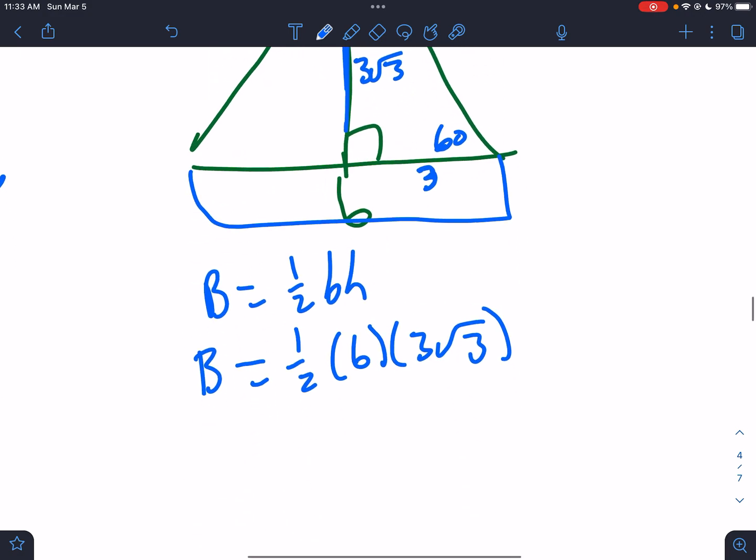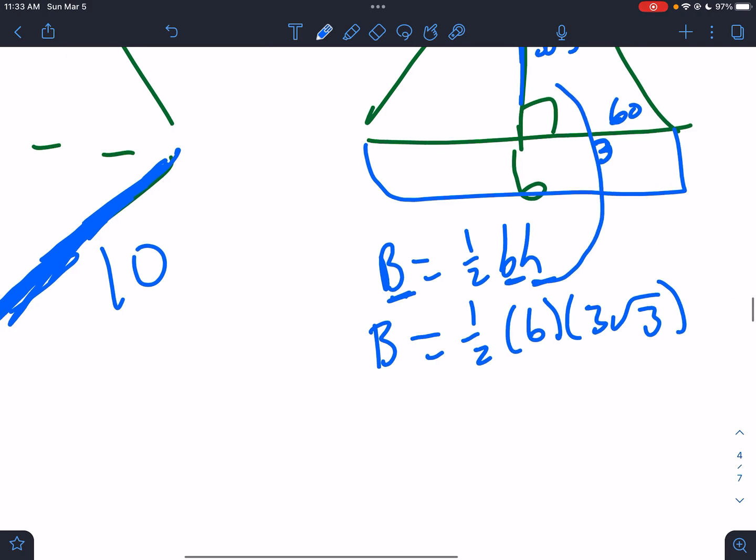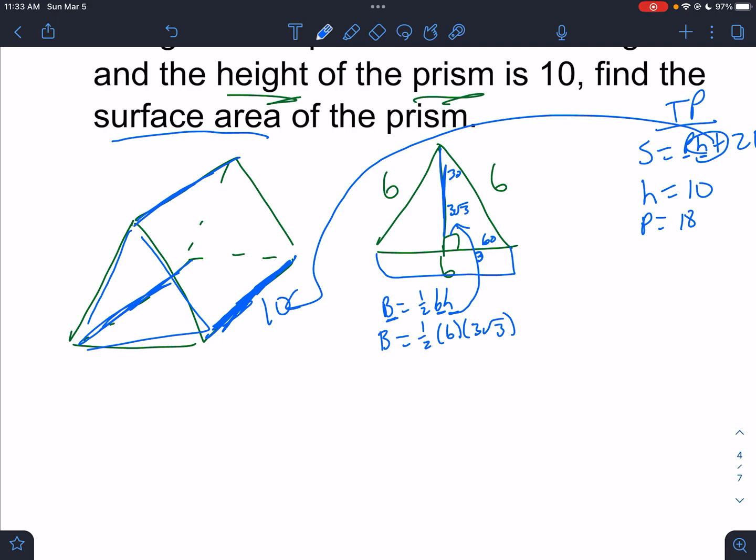I know this gets really confusing. This B is the base of the triangle. This B is the base of the prism. This H is the height of the triangle. This H is the height of the prism. It's going to be tough to keep it straight. That's actually going to be the hardest thing for most people, is to know which B are we talking about? Which H are we talking about? Where does it go? What do I do with it?